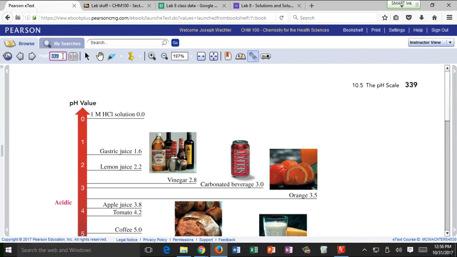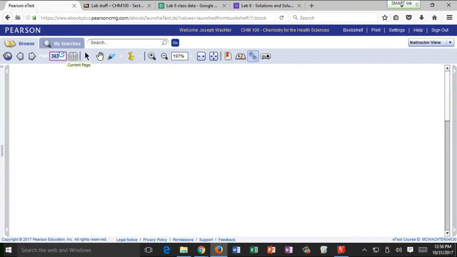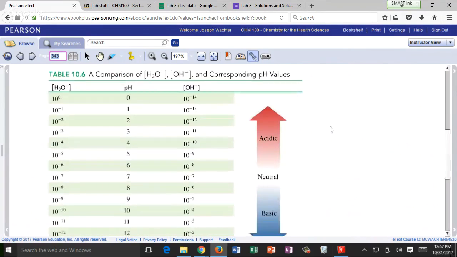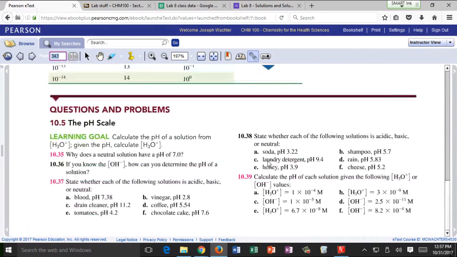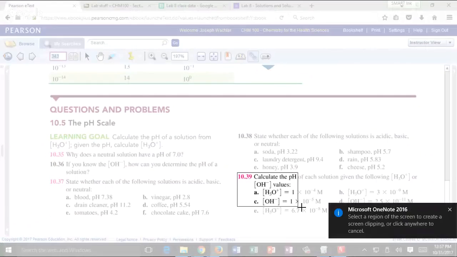All right. So here's the types of things that you should be able to do. I'm on the wrong page here. 343. We'll go through some of these together, and I want to show you how to use a calculator for these too.